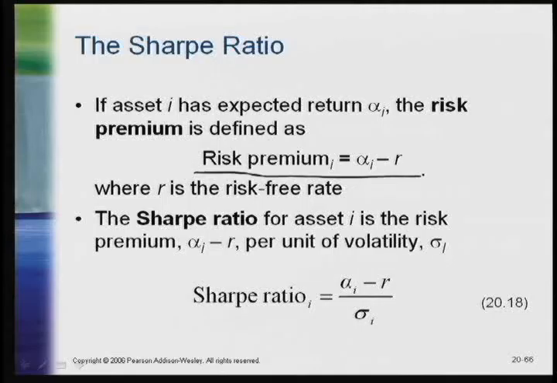In a sense, the Sharpe ratio tells you how many units of excess return you get for every unit of standard deviation that you take. That's what a Sharpe ratio is. It's the number of units of excess return divided by the number of units of volatility. So you can think of it as a unit measure. It's the excess return per unit of volatility.